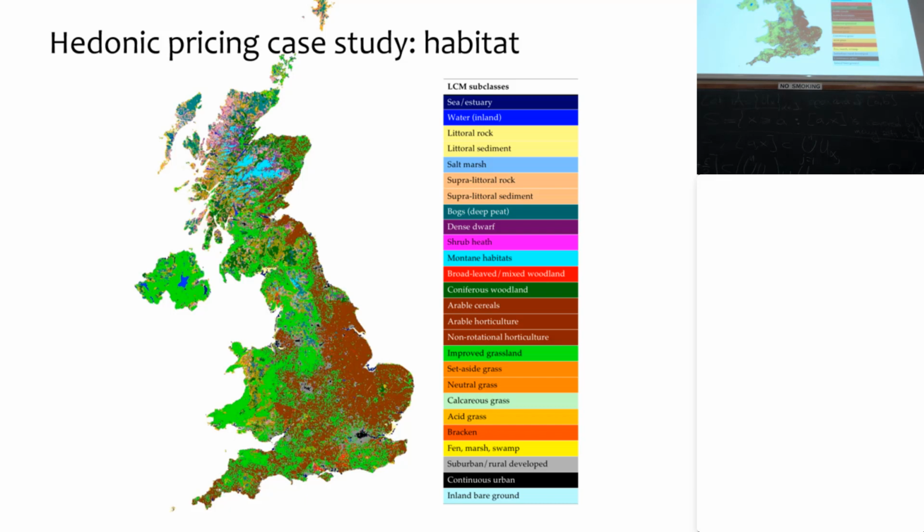Land type, right? So in brown, for instance, you have the arable lands. In green, you have the pasture lands. In blue, up there, you have mountains. In black, you have the cities. In dark blue, you have the waters, and so on and so forth, right? So this is the landscape of the United Kingdom, right? Northern Ireland is there as well.